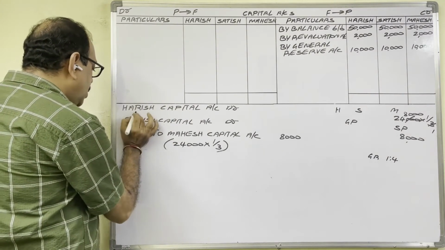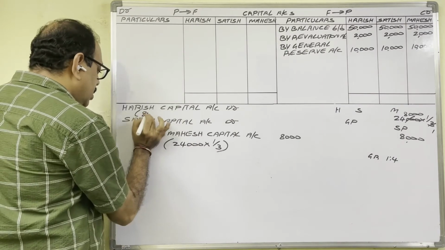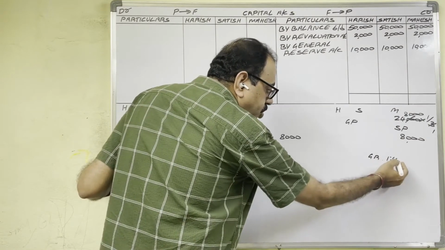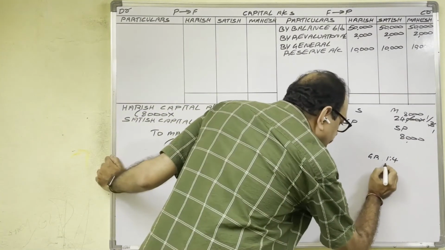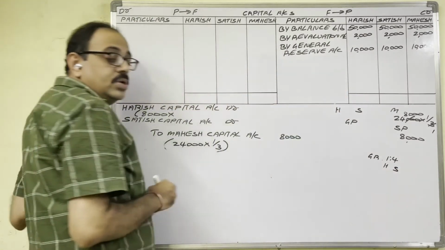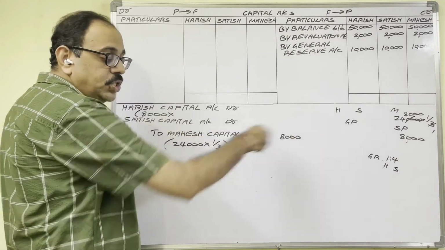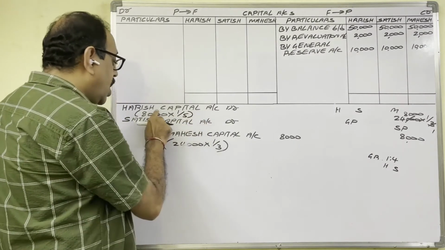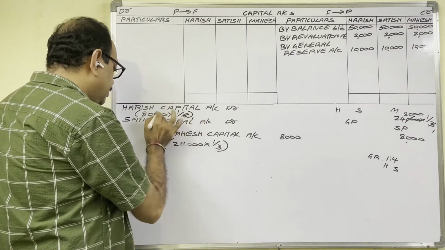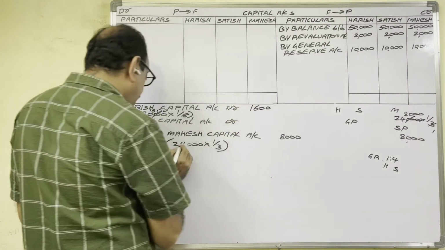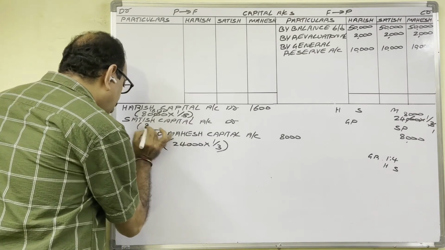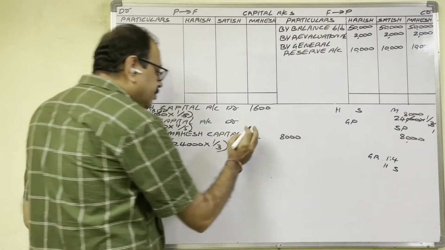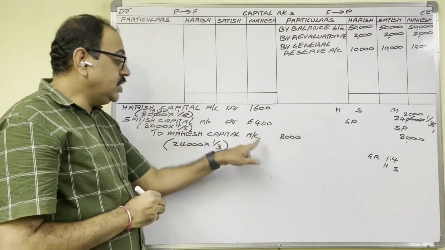Amounts. How much should Harish pay to Mahesh? Out of 8,000, Harish gained 1 by 5th share, no? The ratio is 1:4 for Harish and Satish. Harish number 1, Satish number 4. So Harish's share is 1 by, add these two numbers, 1 plus 4, 5. So 1/5 of 8,000 Harish should pay to Mahesh, 1,600 rupees. Next, Satish capital: 8,000 into 4 by 5, 1,600 into 4, 6,400. So this is the goodwill entry.